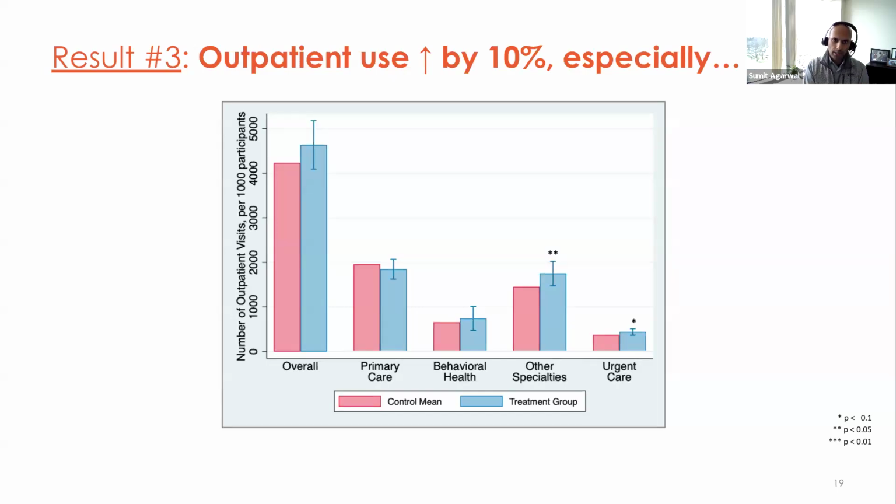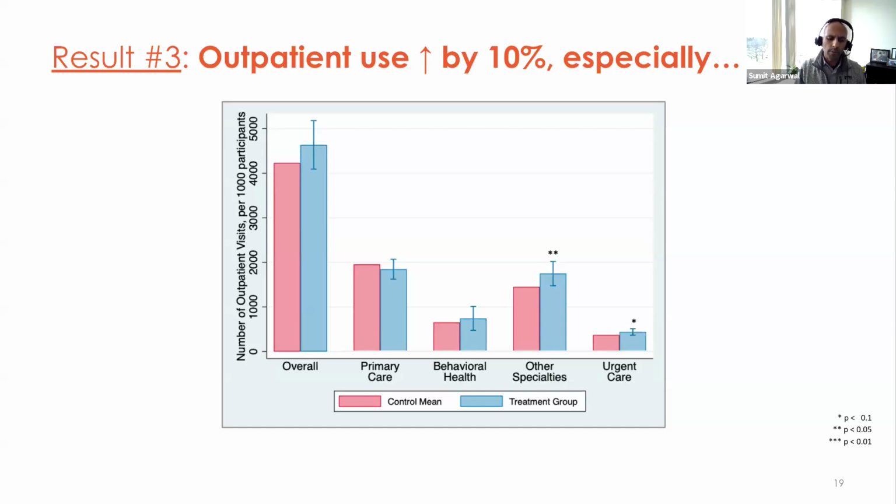Turning to outpatient care, there were about 4,300 outpatient visits per 1,000 participants in the control group, or about 4 per person over the 9 months. And the cash benefit increased outpatient visits by about 10%. And then breaking it down by specialty, there's not much going on in primary care. Access to primary care is actually pretty good in Chelsea.